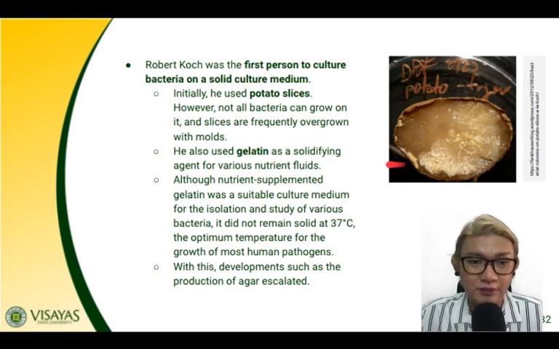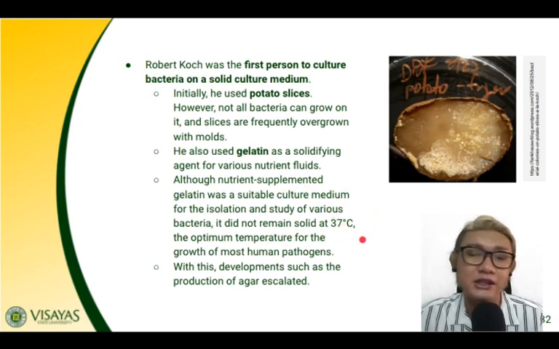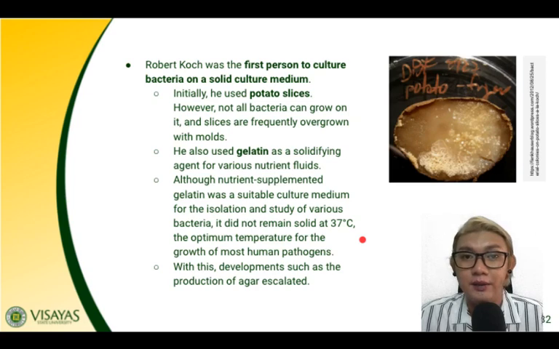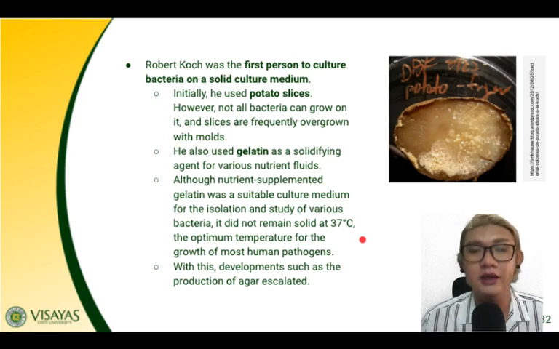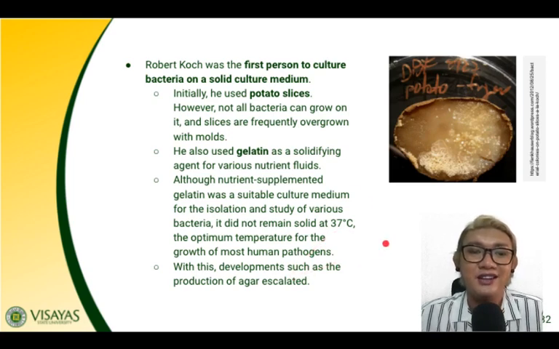Although this nutrient-supplemented gelatin was a suitable culture medium for the isolation and study of various bacteria, the thing is that it did not remain solid at 37 degrees Celsius. And that's not good because if you are studying human pathogens or animal pathogenic microorganisms, you must be able to grow them on a solid media at 37 degrees Celsius because that is the optimum temperature for their growth, since that is the normal body temperature. So it is not really a good solidifying agent.